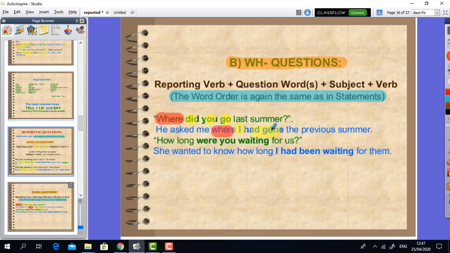The verb is in the past perfect because the main verb in the question was in the past simple, did go. Last was, of course, replaced by the previous, and it appeared as he asked me where I had gone the previous summer.